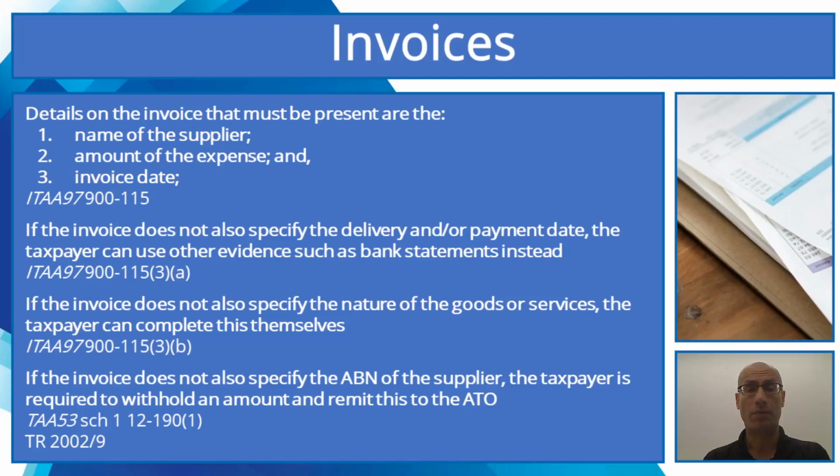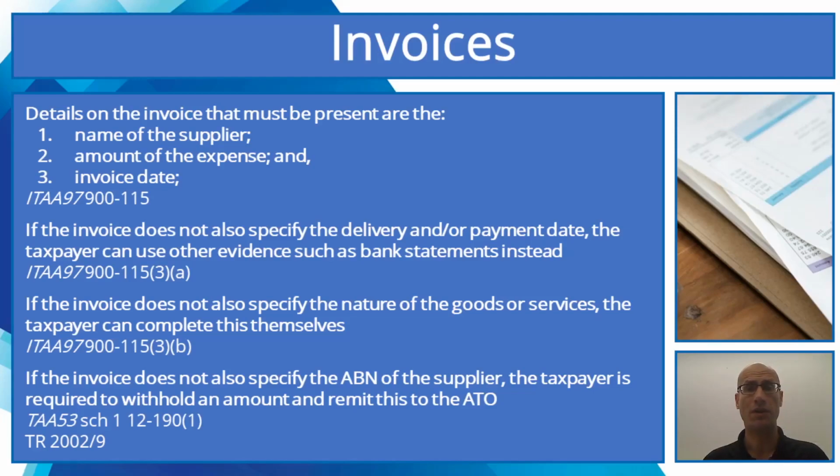Also, another important point to note is that if the invoice does not specify the supplier's ABN, the Australian business number, the taxpayer receiving the invoice, the person who's got to make the payment, must withhold an amount and pay that to the ATO instead. It's another important thing to note.